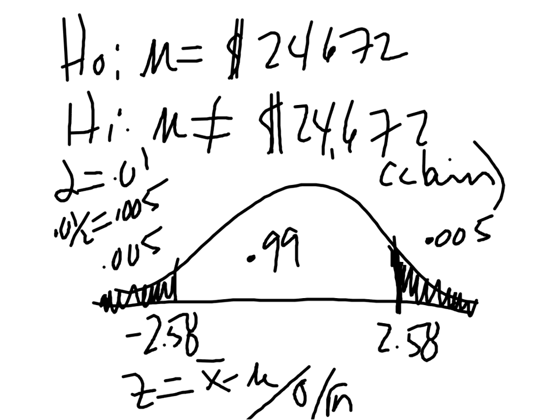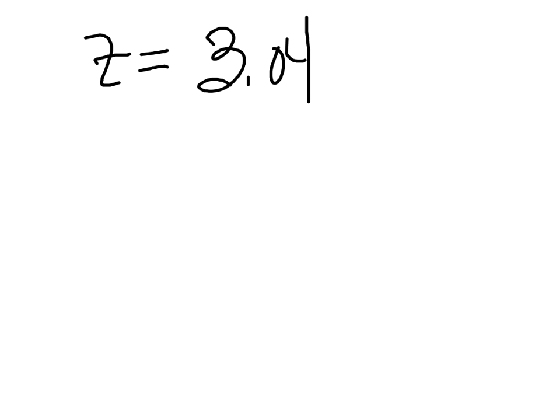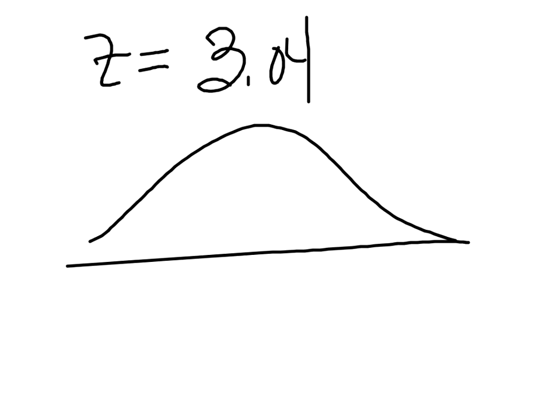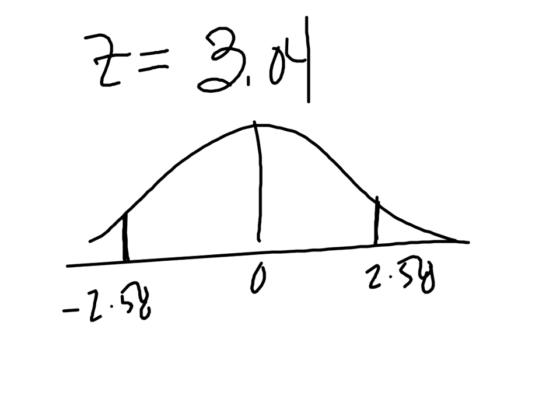Concentrating again, I expect you to work through that and double check. When they use that formula with the values, they end up with a calculated z-value of 3.04. And going back to the situation I just drew, I'm sure you would agree, let's say that 3.04 is right here.